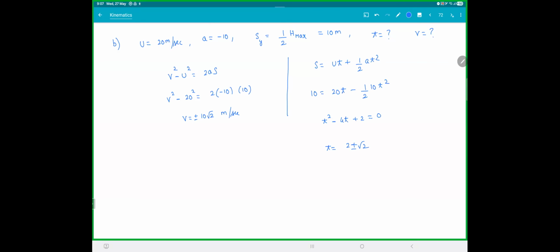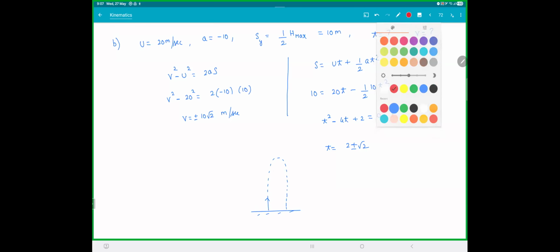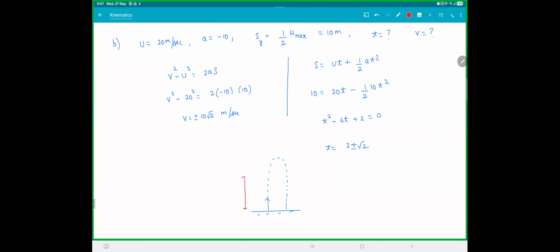The question comes, why are you getting two answers? If you remember, we discussed this in quadratic beginning. The reason you're getting two answers is because you said find the time to reach 10 meters. You didn't tell which 10 meters. The particle will cross 10 meters two times, once while going up and once while coming down. So here time will be 2 plus root 2 because it takes more time to reach there. Here it will be 2 minus root 2.